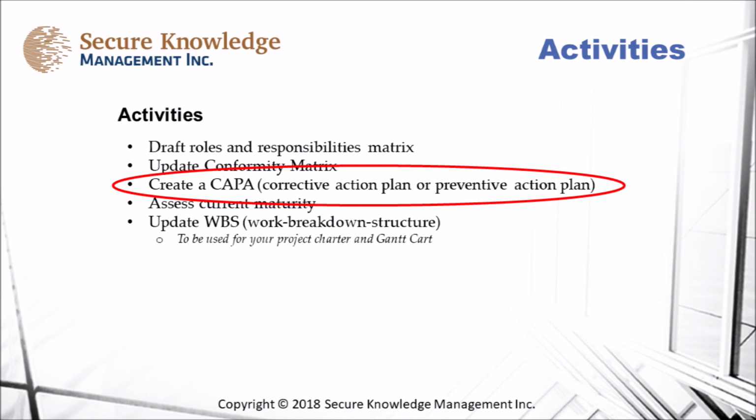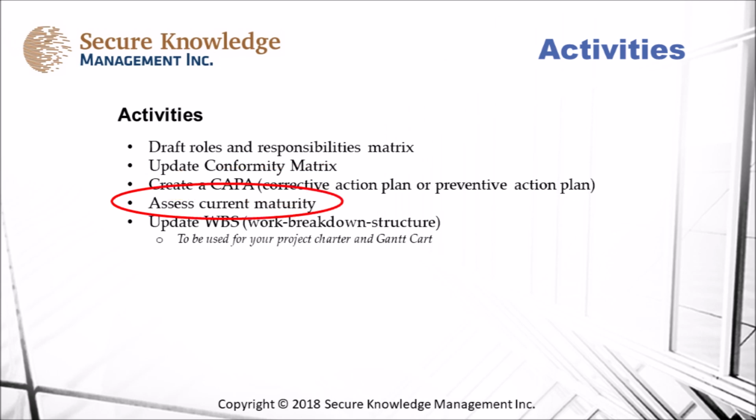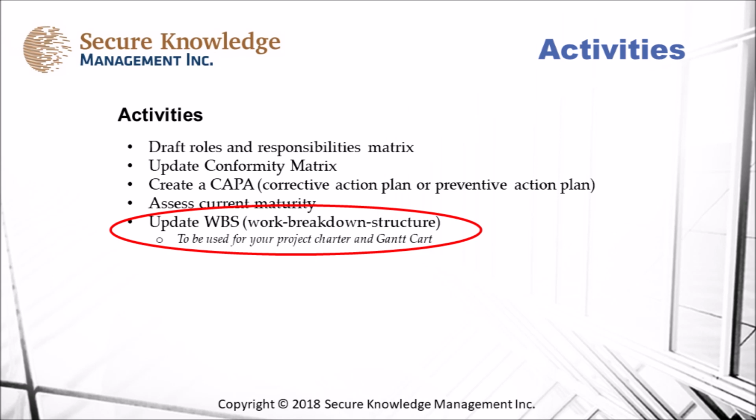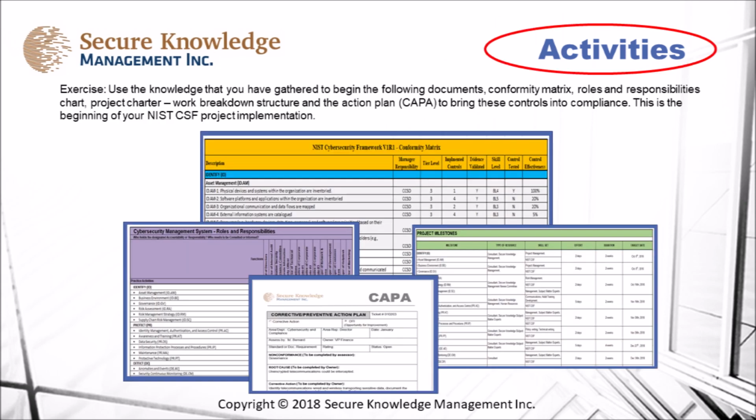In order to allow us to customize the deliverables, we're going to help you create CAPAs, corrective actions, and preventative actions. The fourth activity involves assessing the maturity of your existing processes to know where the beginning point is. The fifth activity involves updating a work breakdown structure. This will help you choose the skills and the people who need to be involved, as well as set a timeline. This is a key part of something called a project charter, which will help your program. Based on our own project implementation of NIST cybersecurity frameworks, we believe that these documents will be of value to you.